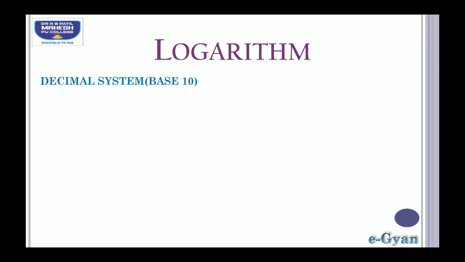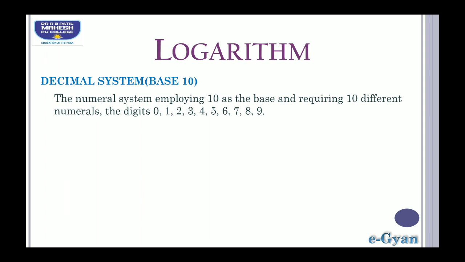Now let us try to understand more about the system that we use, which is the decimal system. The numerical system employing 10 as the base and requiring 10 different numerals, the digits 0, 1, 2, 3, 4, 5, 6, 7, 8 and 9, is called the decimal system. So in the decimal system, let us try to write a few numbers.